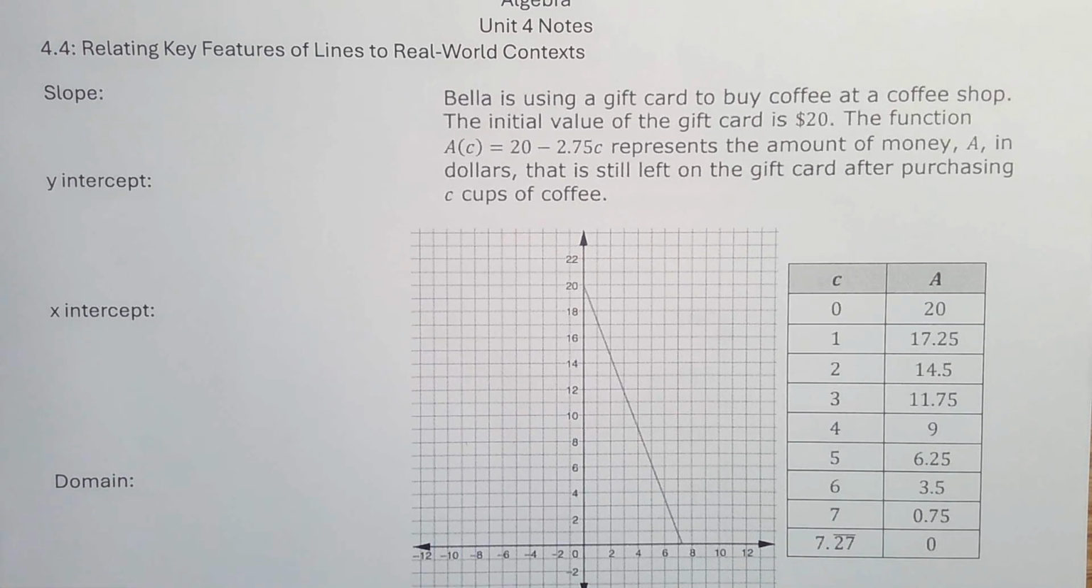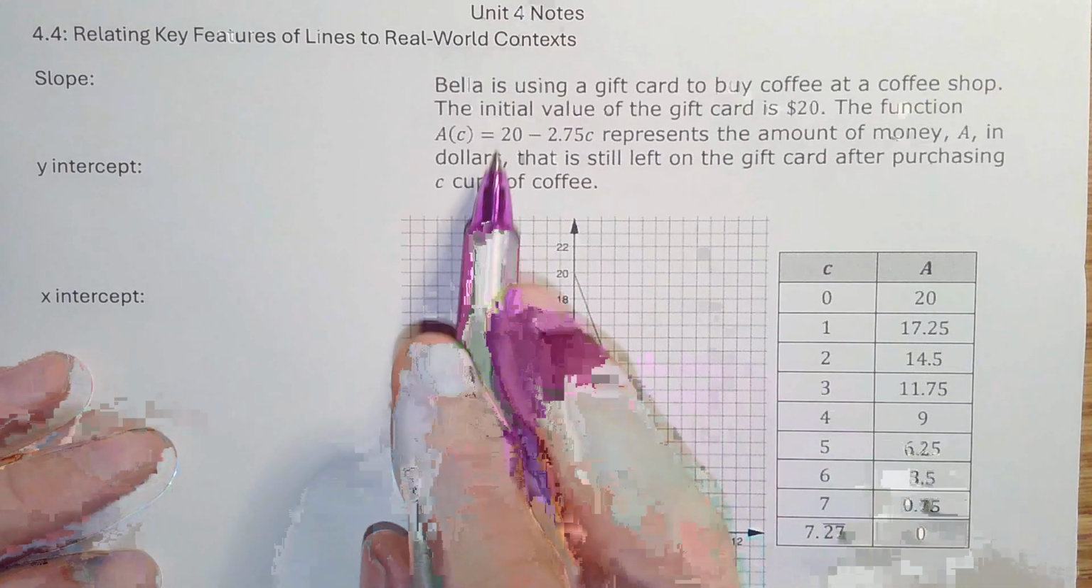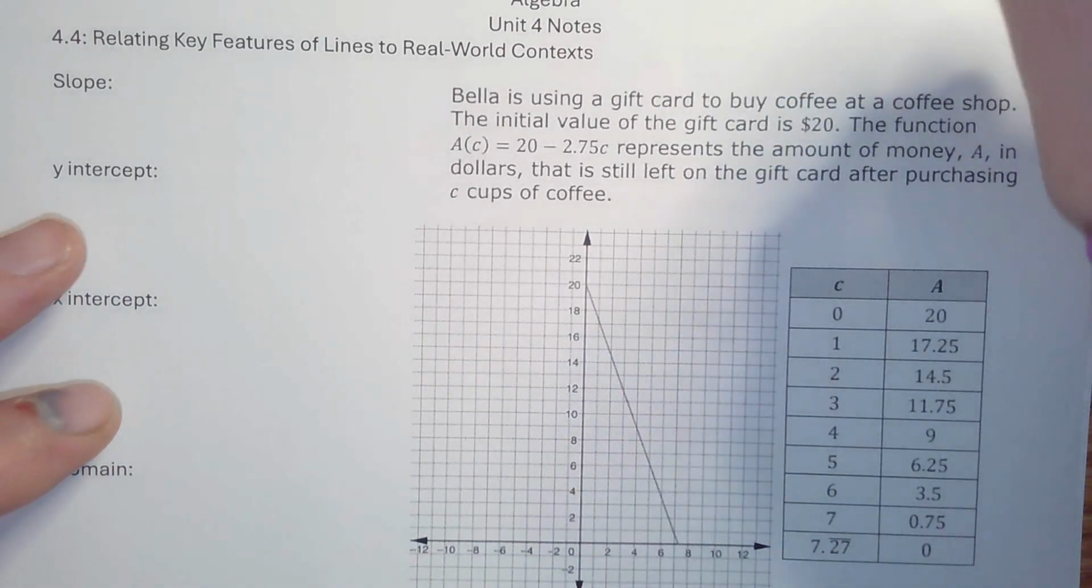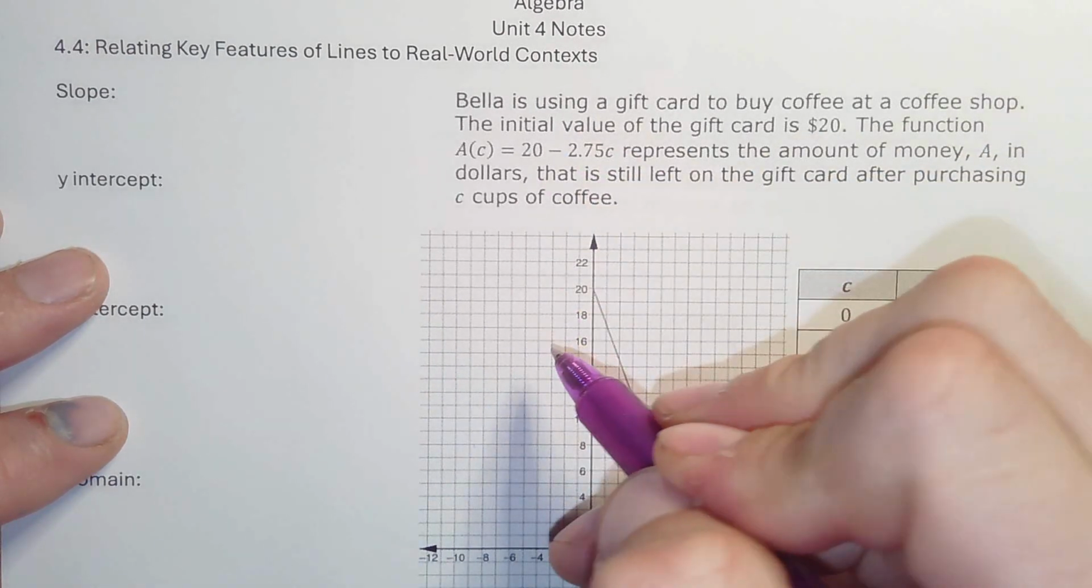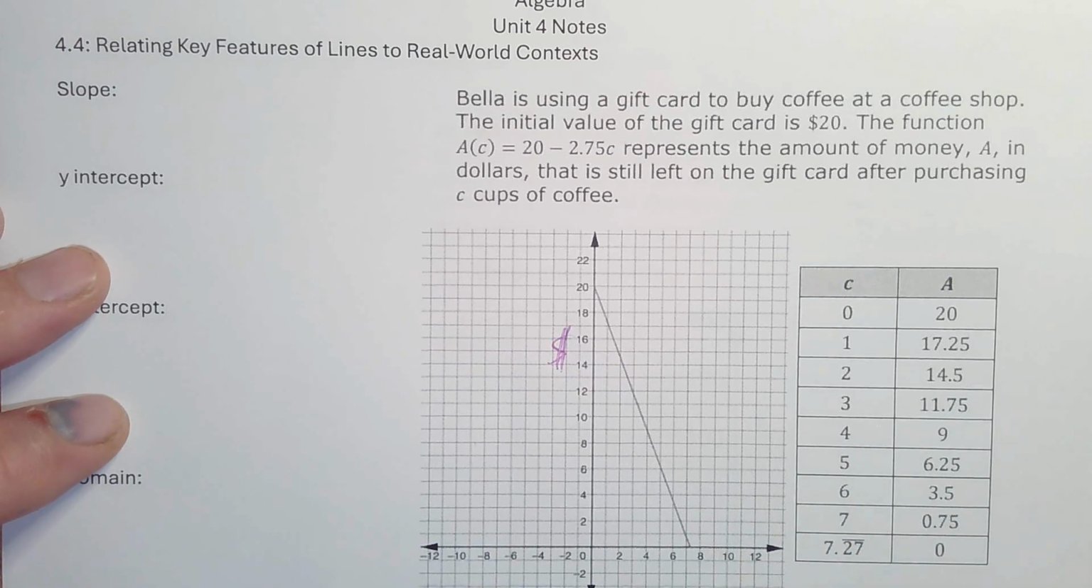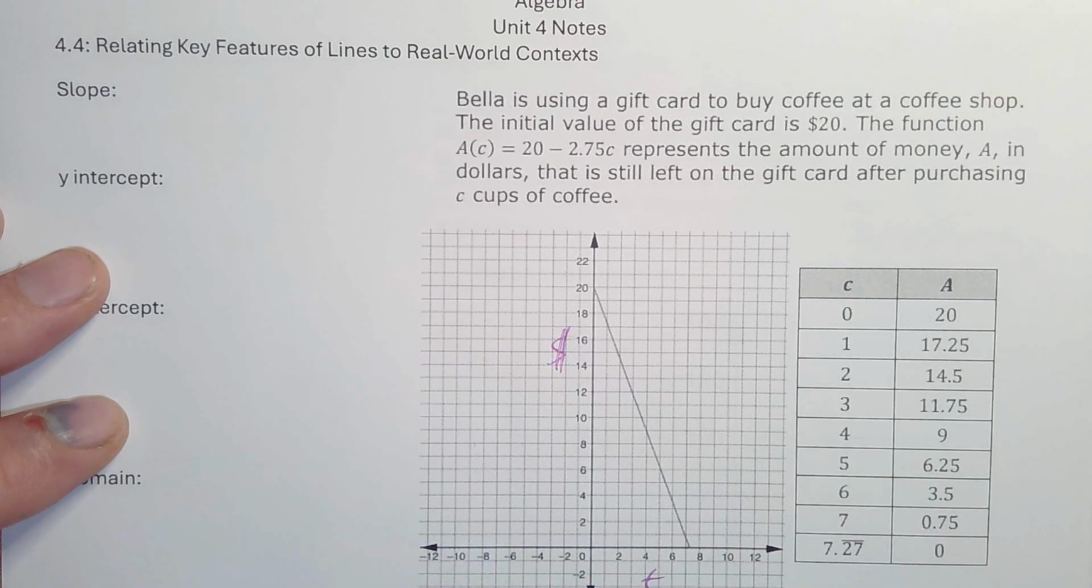Okay, now we're going to apply what we've been learning in 4.2 and 4.3 to a real life situation. We have this graph here that shows an initial value of a gift card, and then how much the value has changed over time with this function. How convenient. A is the amount of dollars that's left on the gift card, and this is time, right?